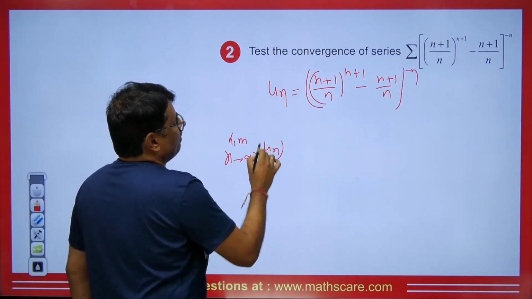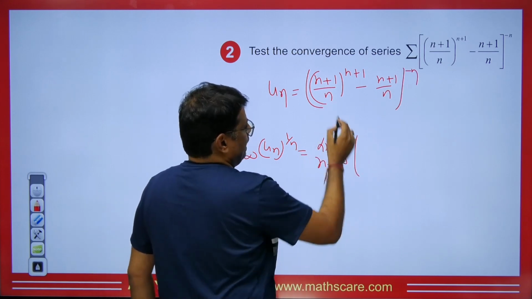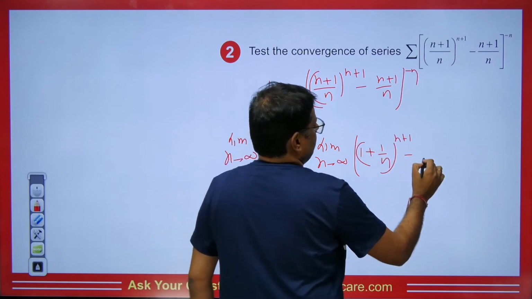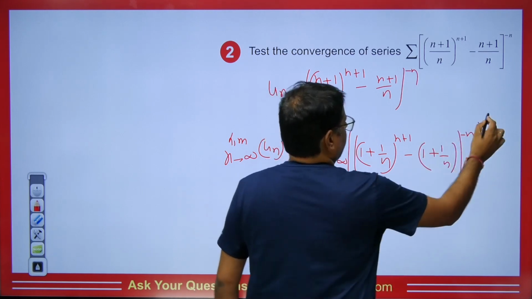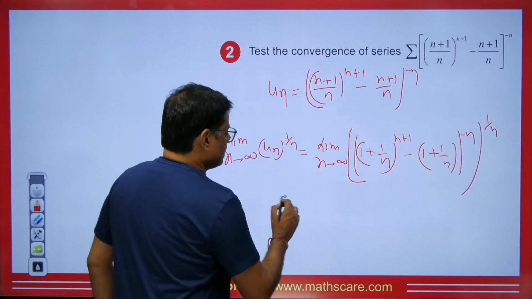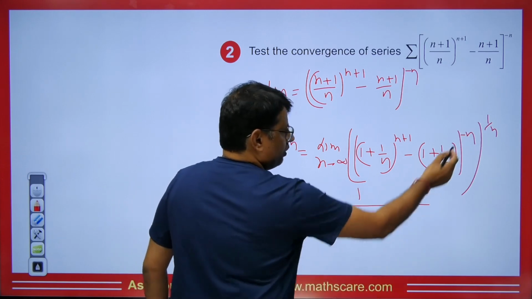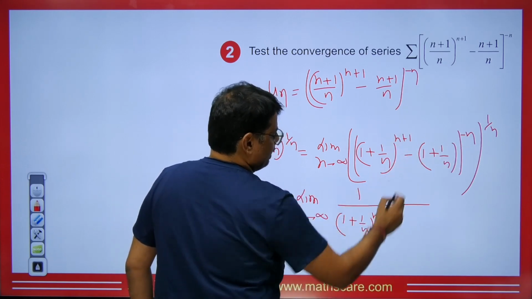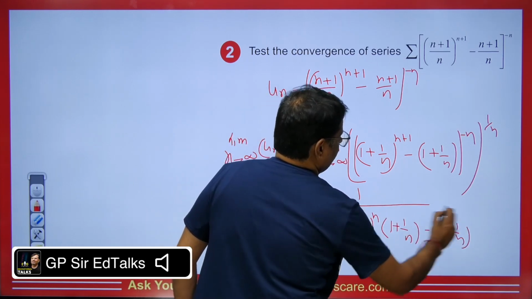So limit n tends to infinity, un power 1 by n, then it will be limit n tends to infinity. So students, when we divide this power n, then we will get 1 plus 1 by n to the power n plus 1 minus, and here we will get 1 plus 1 by n. And here we have minus n, this whole thing has power 1 by n. So this n and this n will get cancelled, and here we will get the power as minus 1. We will get this as limit n tends to infinity, 1 upon, because the power is minus, so I am writing it in the denominator, 1 plus 1 by n. It is power n plus 1. So I will write 1 plus 1 by n and minus 1 plus 1 by n separately here. Clear, students?